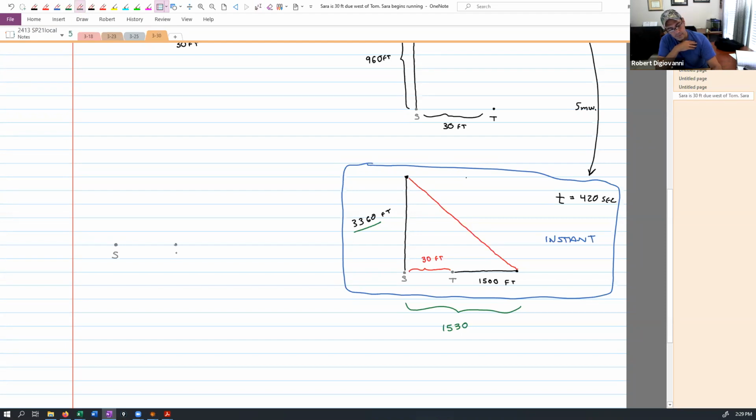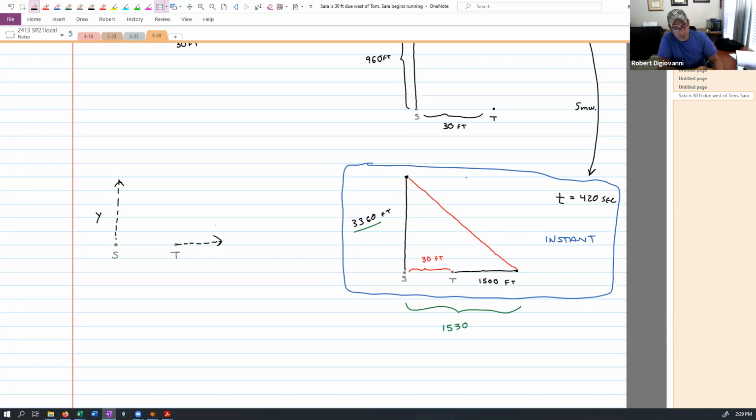Sarah, Tom. She takes off, right? Let's call this Y because it's vertical, okay? And then Tom takes off, and he starts moving this way. He takes off later, but he does take off eventually, yes?